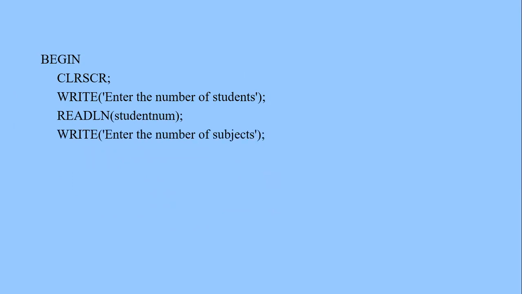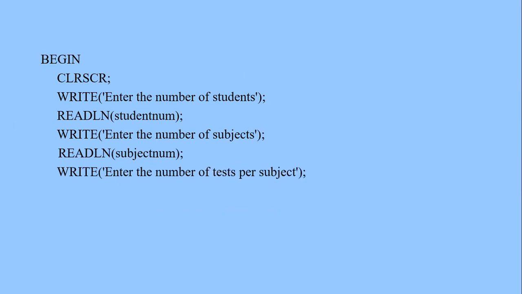Then we request the student to enter the number of subjects, we read the value entered, and we store it in the memory location called subject num. We then request the student to enter the number of tests per subject, and we store the value entered in the memory location called test num. Then we drop down one blank line, and then we display the message, enter the marks for the student.